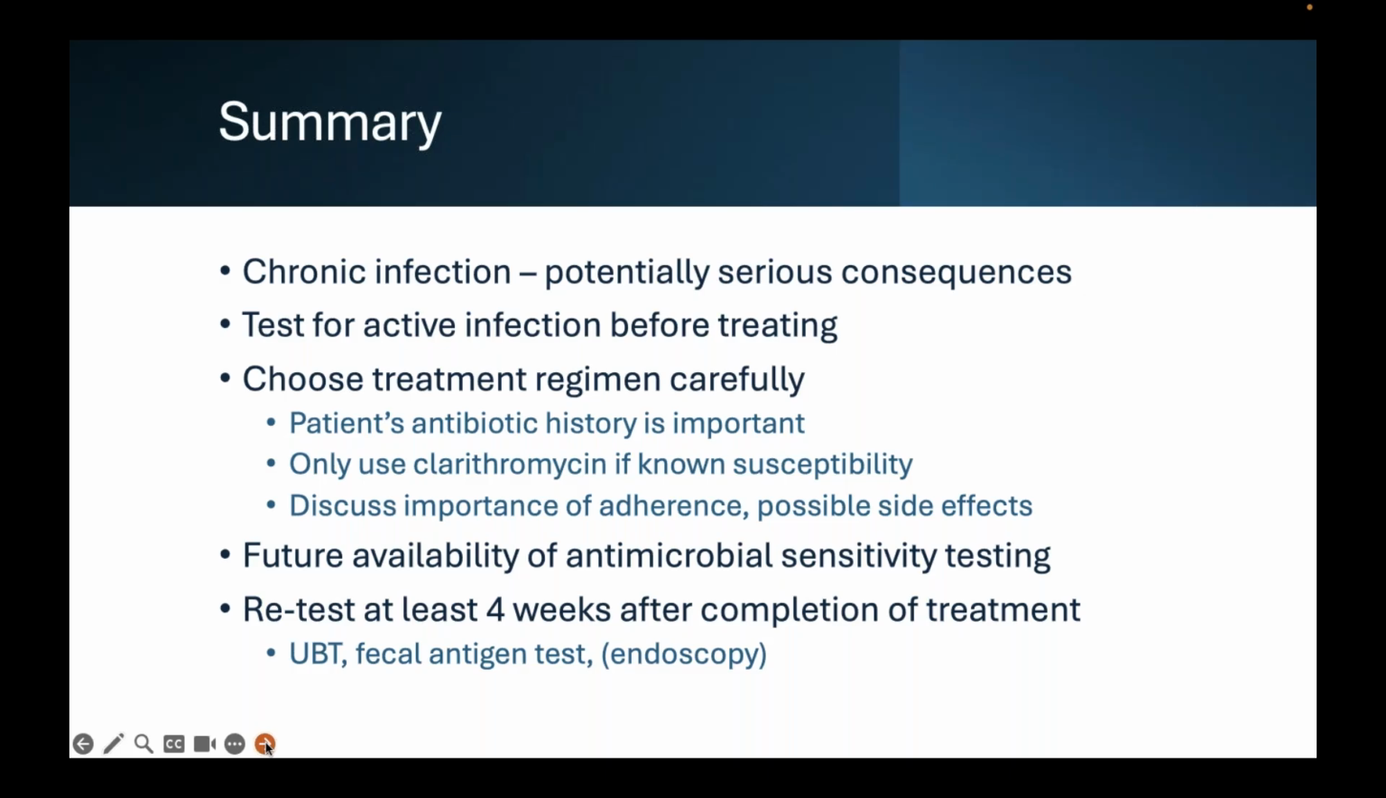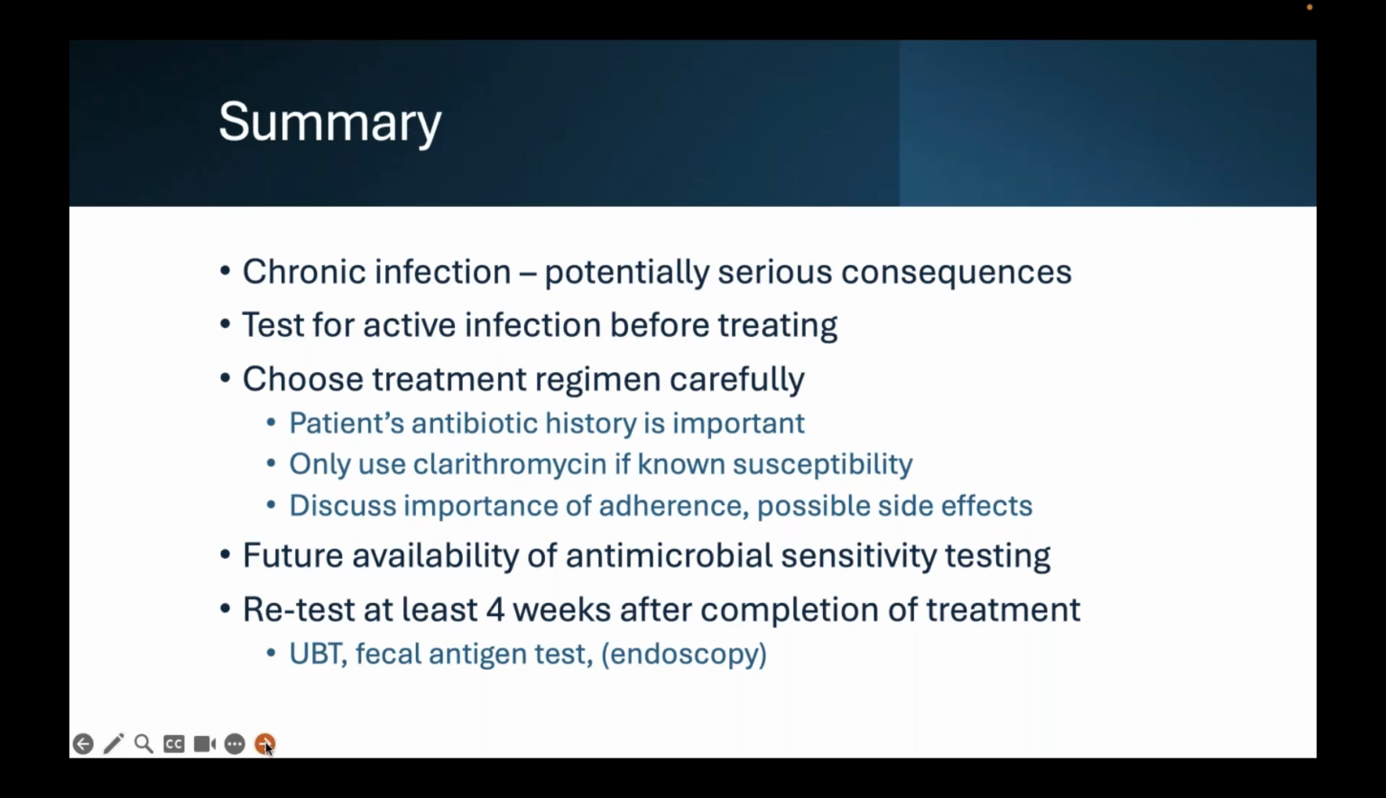It's important to spend some time with the patient to discuss the importance of adherence with treatment and describe what possible side effects may be encountered during treatment. Encourage the patient to try and work through these if at all possible. I'm hopeful, as I think Dr. Moss is, of the future more widespread availability of antimicrobial sensitivity testing, and hopefully that will have a positive impact on our ability to offer rational treatments to our patients.